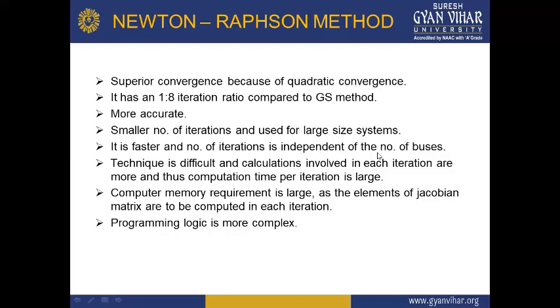The computer memory requirement is large, as the elements of the Jacobian matrix are to be computed in each iteration. The programming logic is more complex compared to the Gauss-Seidel method. The Gauss-Seidel method is quite easy to write in comparison to the Newton-Raphson method, which has a very complex structure.